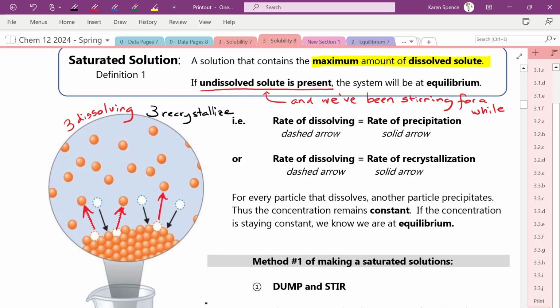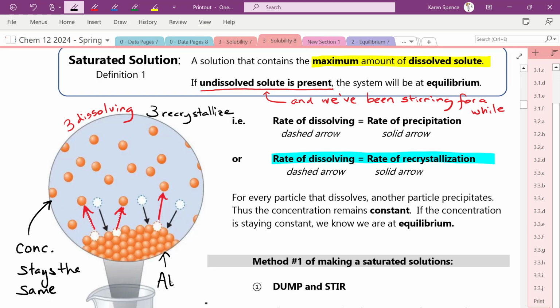What is the concentration going to be like if the rate of dissolving is equal to the rate of recrystallization or the rate of precipitation? What's going to happen to the concentration of that solution? Concentration stays the same. Okay, we are at equilibrium. So a saturated solution, pretty much by definition, is at equilibrium.